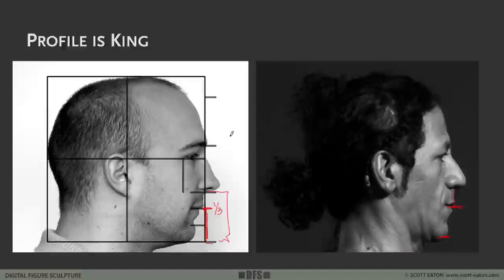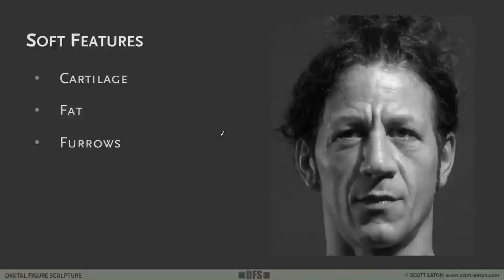Okay, so profile is king. Beyond that, you guys are starting to construct soft features, right? And soft features are the forms of the nose.